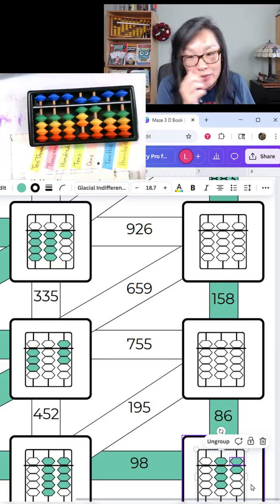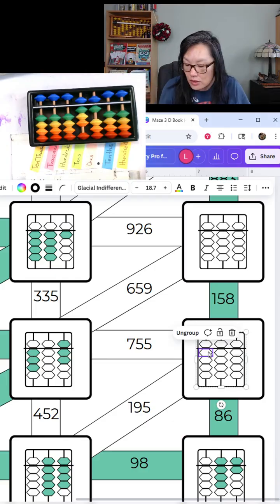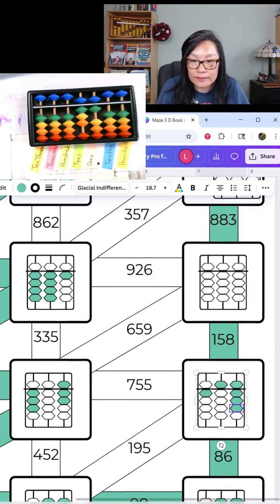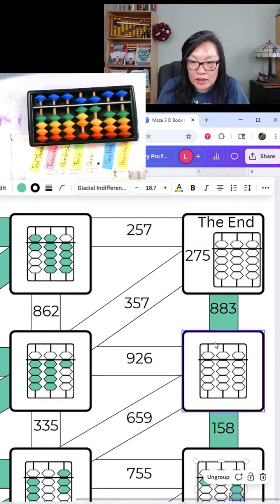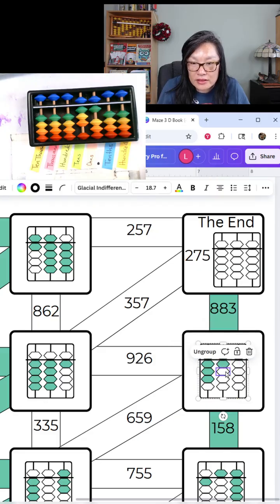But what we're doing is we're learning how to read the abacus. So I'm doing 80 and I'm doing 6. So I have 100, so I'm doing 158. 5, 6, 7, 8. And then we're here. We have to do 883. So this is 5, 6, 7, 8. And then we do it again. 5, 6, 7, 8. And then we do 3. 1, 2, 3. That's it.